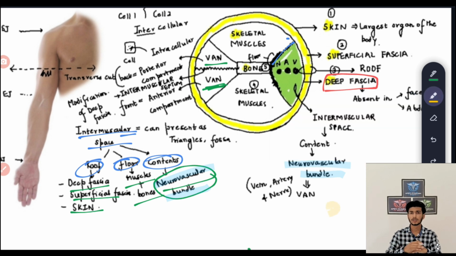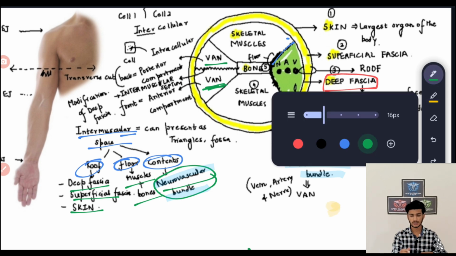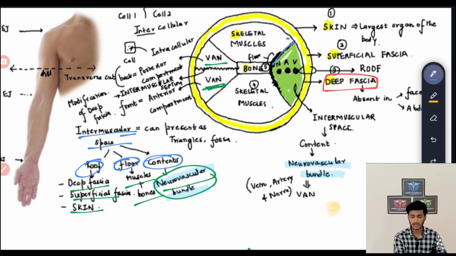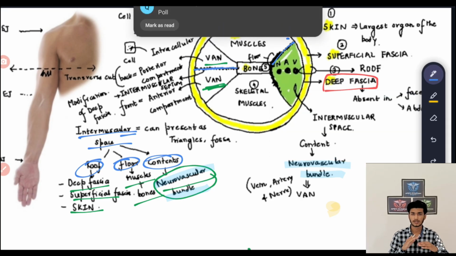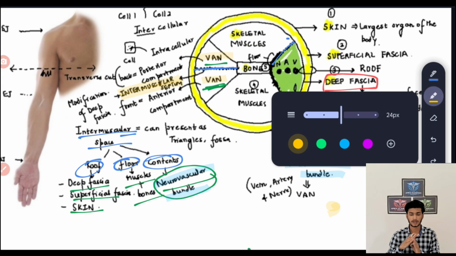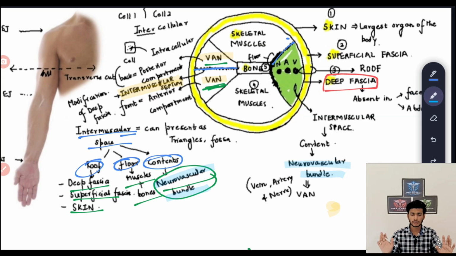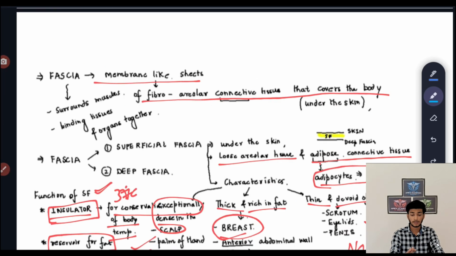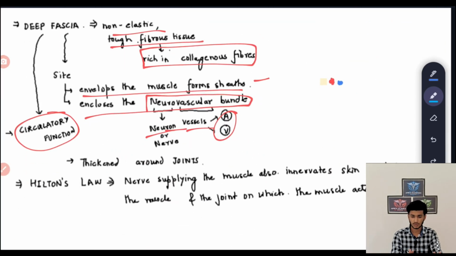But these neurovascular bundles are separated by a septum that is called the intermuscular septum, which is basically separating the space between the muscles, that is the intermuscular space. The upper part consists of veins, arteries, and nerves, and the lower part also consists of veins, arteries, and nerves. So all neurovascular bundles of our body have the same sequence that I have told you, except in some regions. So what are the regions?